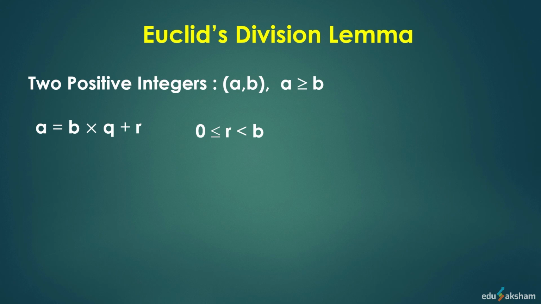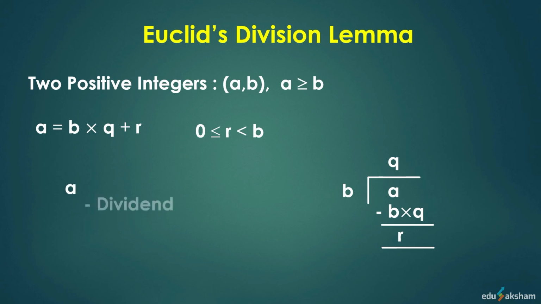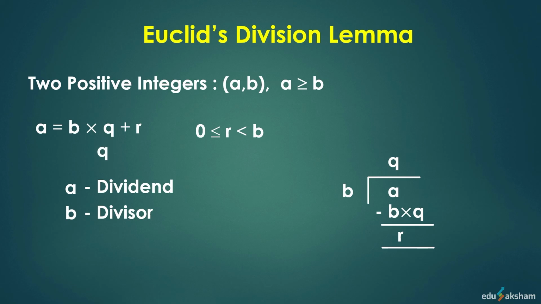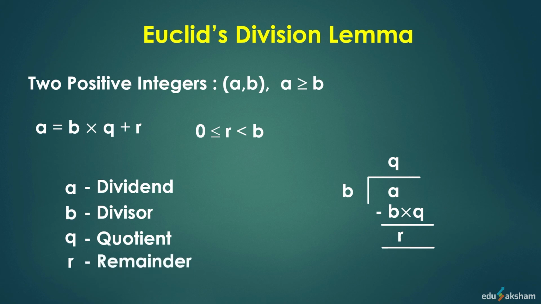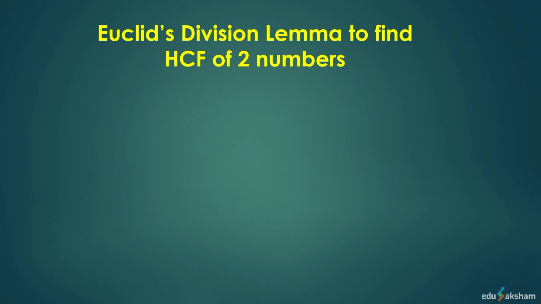If we divide the two numbers a and b, this is how we do it using the long division method. Here, a is the dividend, b is the divisor. When a and b are divided, we get q as the quotient and r as the remainder. Now let us see how we can use Euclid's division lemma to find the HCF of two numbers.